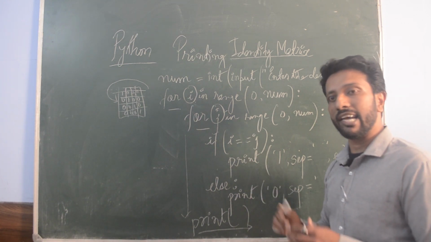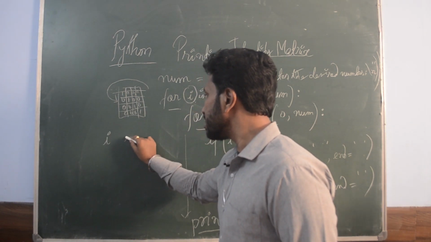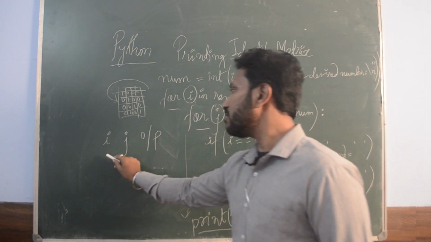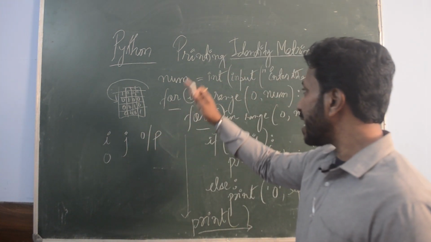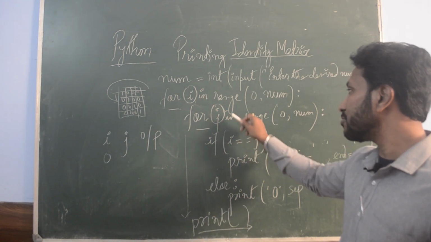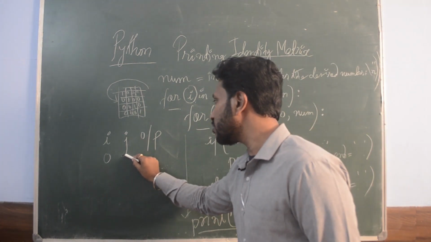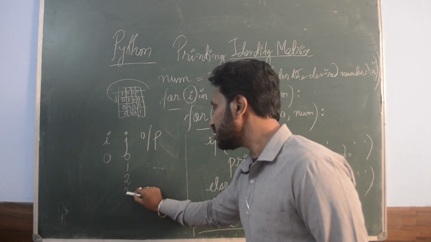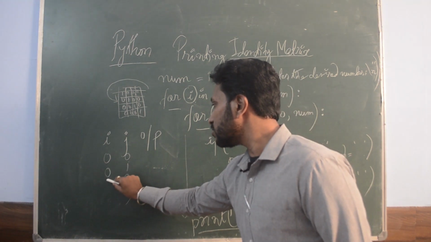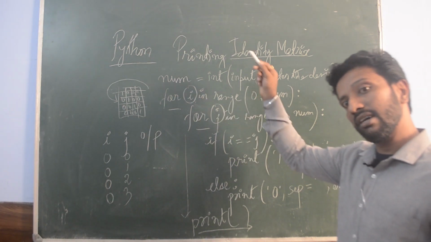Now let me show you the actual logic, how it is getting printed. So I, then j, then the output. In the first iteration, the value of I will be 0. So as long as this value is 0, it will go to the second or the inner for loop, and it will continue iterating for the value of j. So here the value of j will be 0, 1, 2 and 3. But the value of I will be constant. It will be 0, 0, 0, 0 only in the outer for loop, and it will continue for the first iteration.